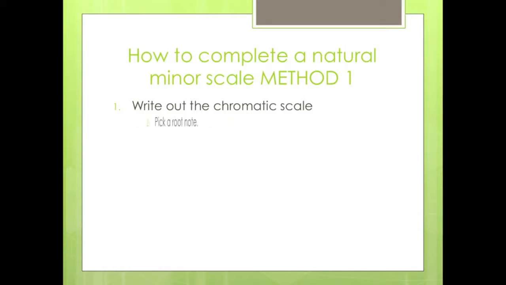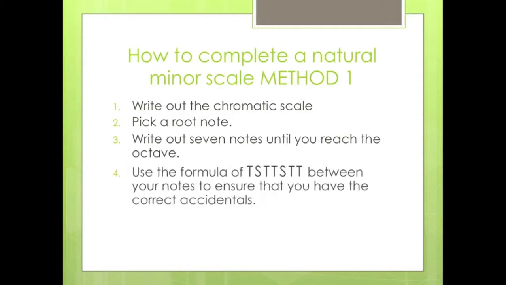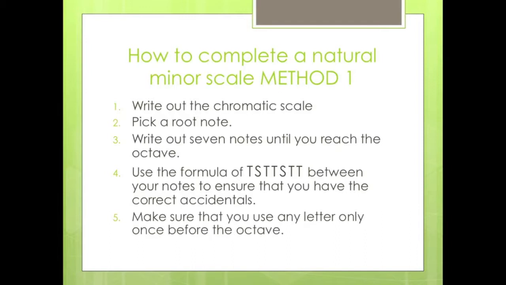Alright. So, step 2, pick a root note. Then I want you to write out 7 notes until you reach the octave. Remember, you'll have 8 notes in total. Now, you've got to use that formula of tone, semitone, tone, tone, semitone, tone, tone. Okay, it's different to the major scale. And we use that to make sure that we've got the correct accidentals. Then make sure, again, that you use any letter only once before the octave. So you can't have a G sharp and a G, or a G sharp and a G flat.